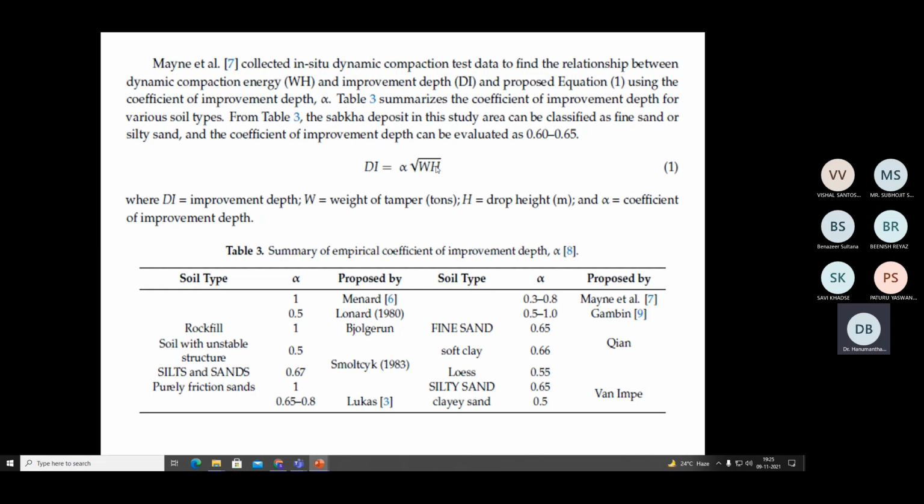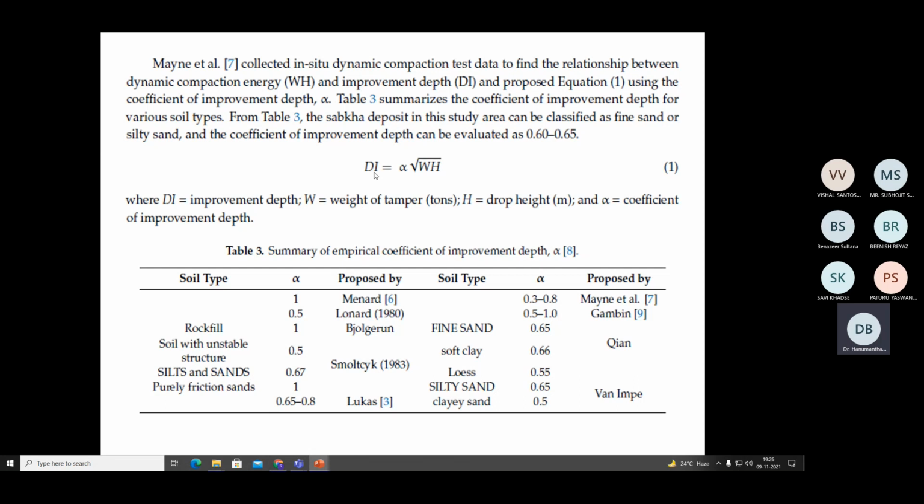So here, the square root of WH indicates the amount of energy applied, and dA is the depth of the improvement. When they are equated, there is one factor that is called alpha. This alpha has been related with the soil type. Thereby I have addressed the amount of the energy with the soil type and with the depth of the improvement.